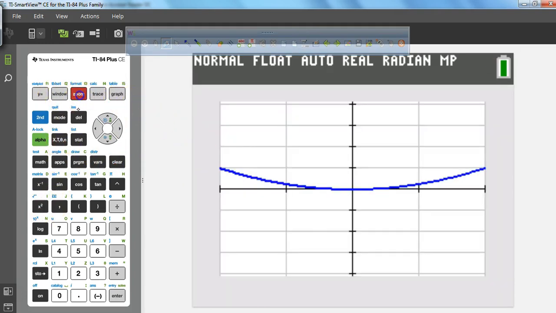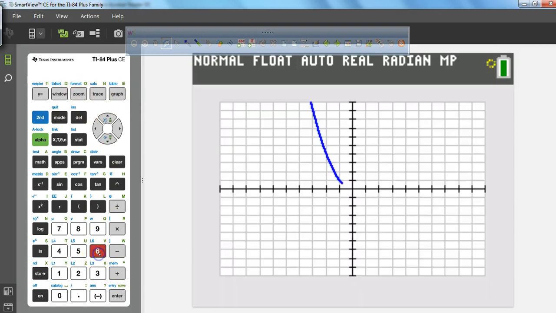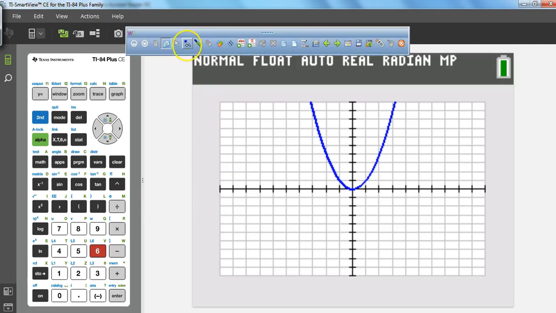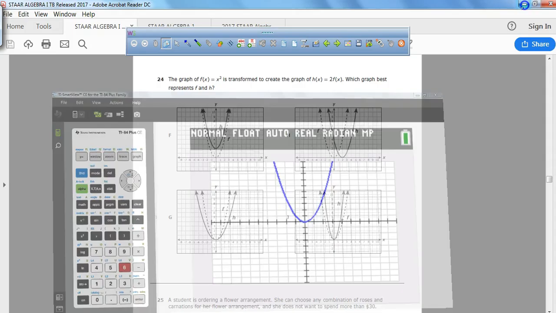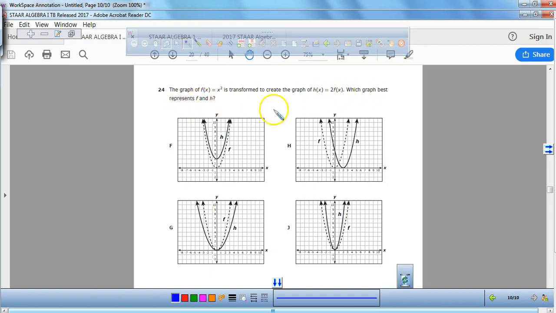Oh, I better hit zoom 4. There we go. Zoom 4 is a good zoom to have to be able to see the parabola. If you want to, you could hit zoom 6 and take a look at it like that. It's fine. All right, so we have that right there. Let me go back to the problem. So it's transformed to create h of x equals 2 times f of x. Which graph best represents f and h?